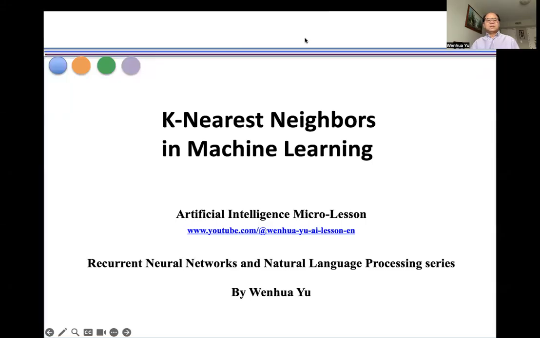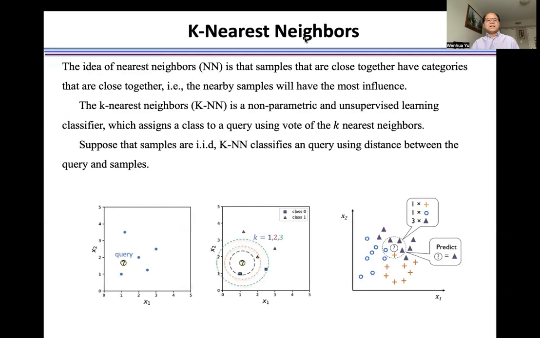In this video, I introduce k nearest neighbors in machine learning. The idea of nearest neighbors is that samples that are close together have categories that are close together. Namely, the nearby samples will have the most important influence.